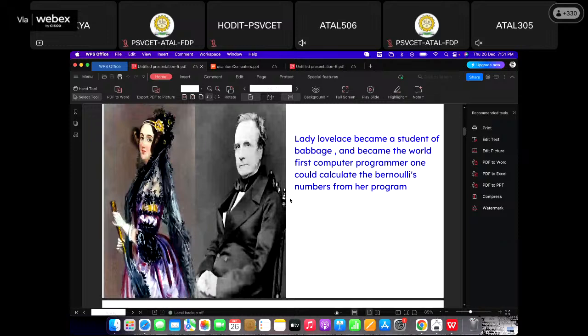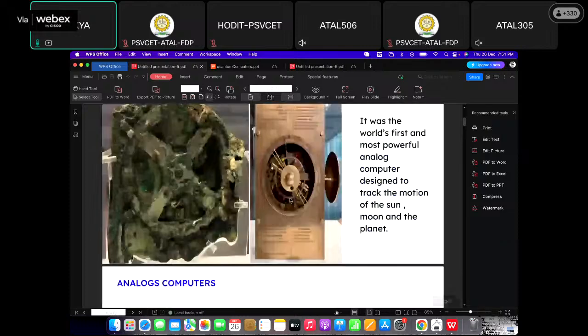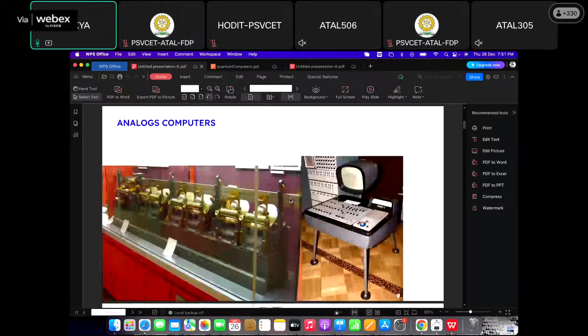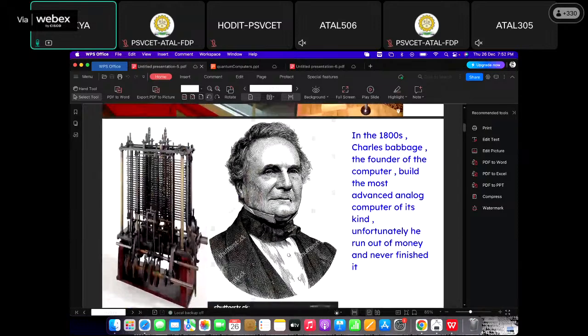I repeat once again. The first computer we found was in 1901, and that is the analog computer, based on gears and pulleys. Then in the early 1800s, we got the founder of the computer, with an advanced analog computer of its kind. Unfortunately, he ran out of money and never finished it.